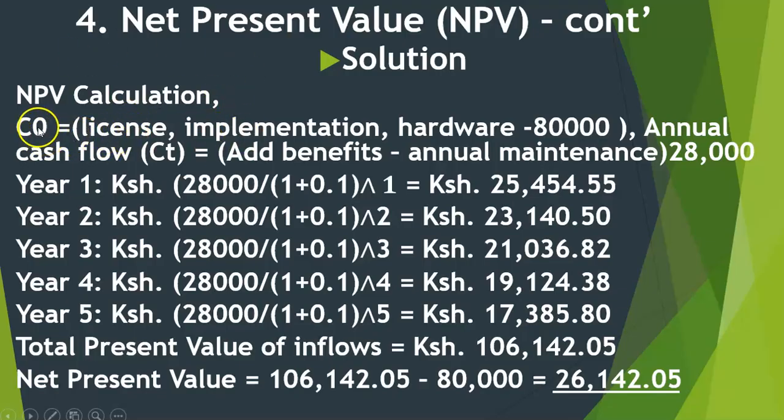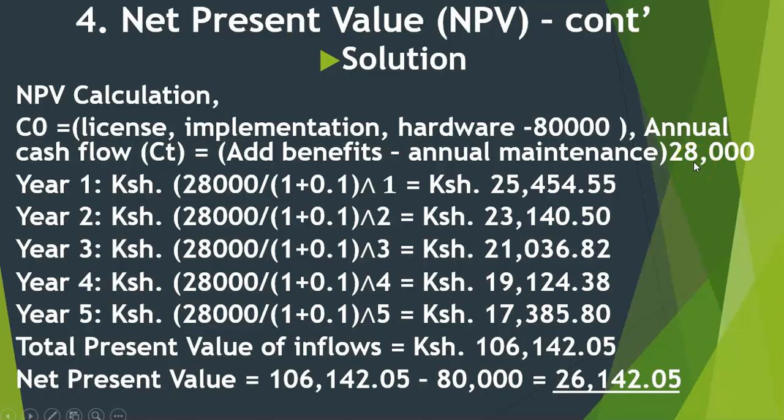So your initial investment, CO, is the same as the licensing, implementation, hardware, all that. Then you have the annual cash flow, you remember. So you're going to do them annually. You will separate them on an annual basis. You are not going to do it lump sum. So for the CT for the first year, we add the benefits minus the annual maintenance. Maintenance is what is withdrawing money from us. So add the benefits and then minus the maintenance.